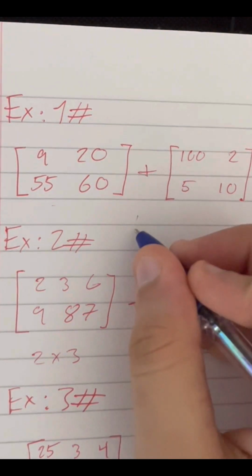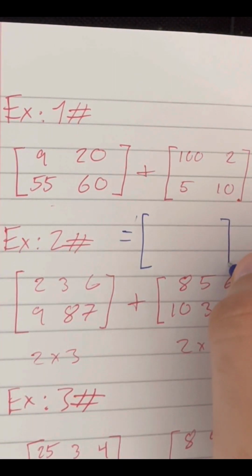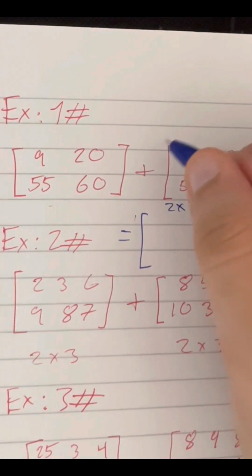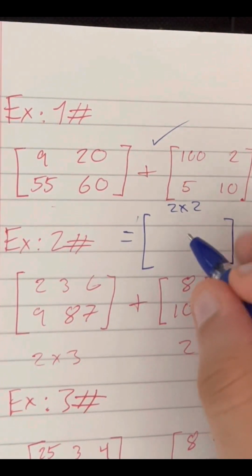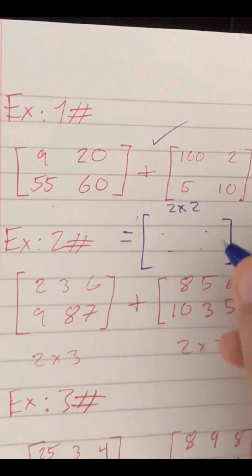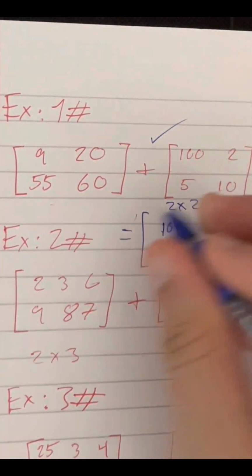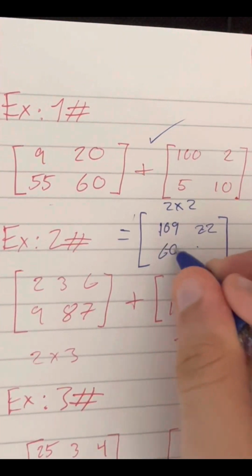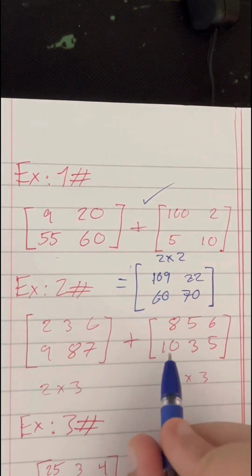These two are 2 by 2 matrices, so they're allowed to add. Our answer would be a 2 by 2 matrix, which has 4 elements. So 9 plus 100, 109. 2 plus 20, 22. 55 plus 5, 60. 60 plus 10, 70. That should be your answer.